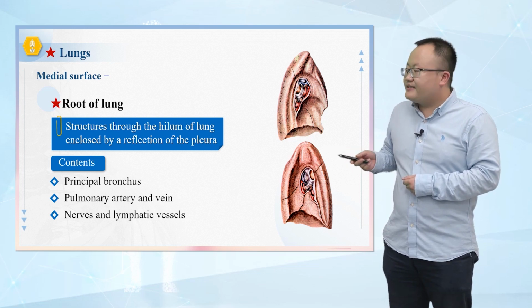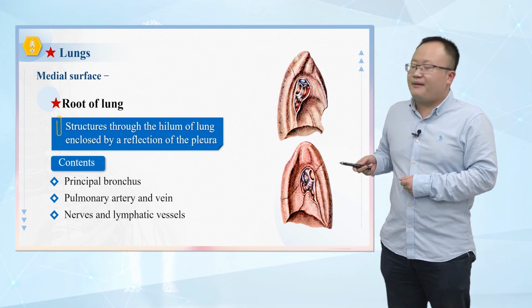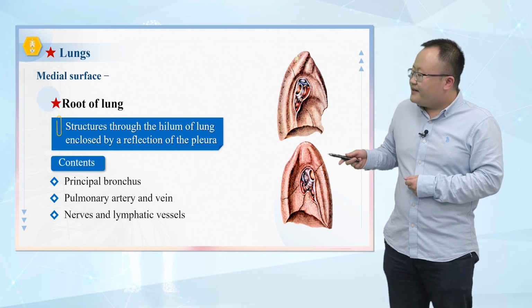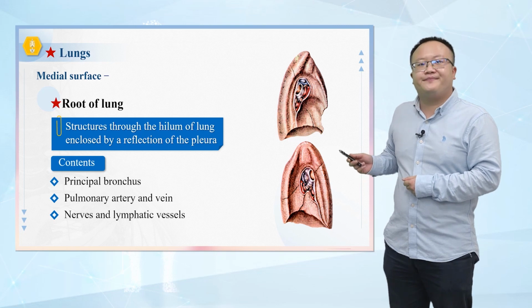There are several contents: principal bronchus, pulmonary artery and vein, nerves, and lymphatic vessels.